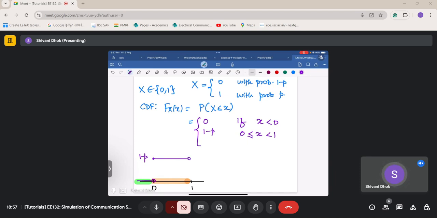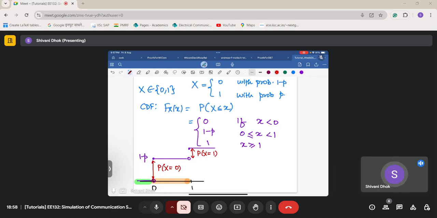for 1 it won't be equal to 1, and then for x greater than or equal to 1, this will be equal to 1. That is because I'm considering all the possible outcomes, that is all the possible values of x, that is 0 and 1. So then at 1 it will be 1 and it will continue. So now what we observe here is this particular jump is probability that x equal to 0, and this particular jump is equal to probability that x equal to 1.